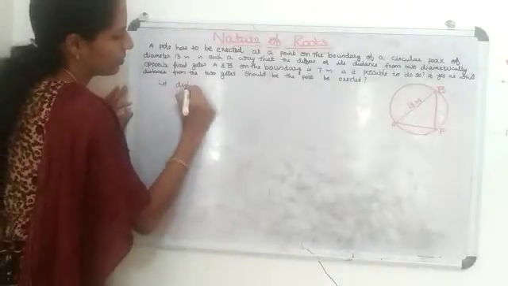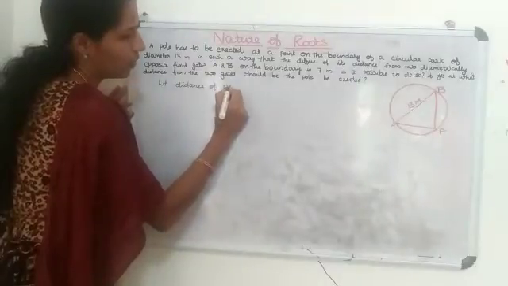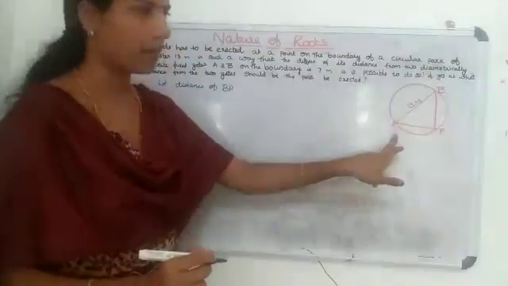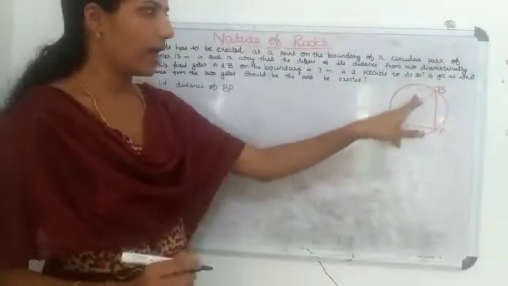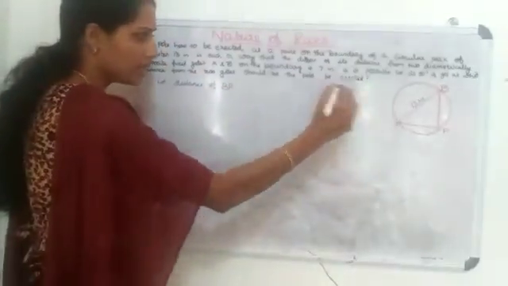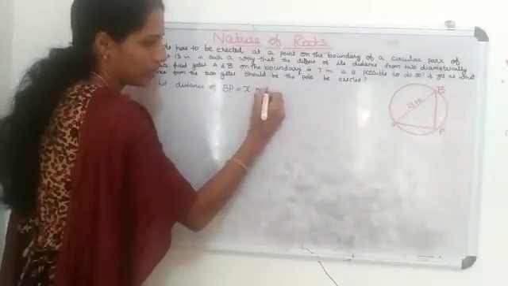So let the distance of BP be unknown. We need to find out the distances of BP and AP. Only given is the diameter, that is AB is 13 meter. P is the pole. So we can take BP as x meter.